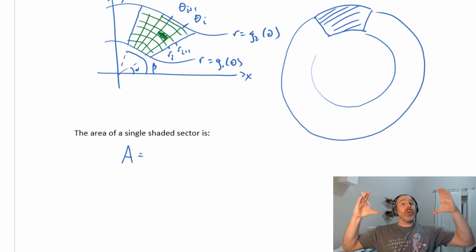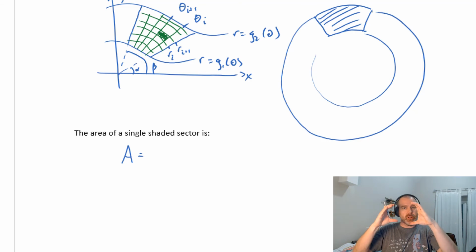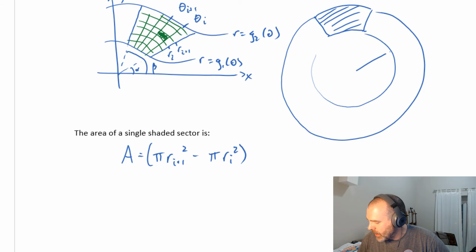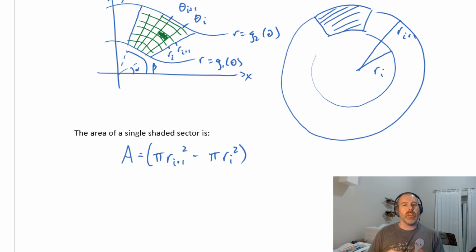So we take the outer circle and subtract the inner circle. That's pi times r sub i plus 1 squared minus pi times r sub i squared, right? Outer radius, inner radius. But we don't have the whole ring. That would be the whole ring. We just have a portion of the ring.